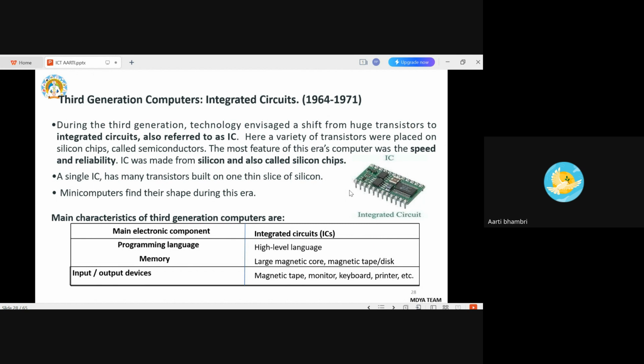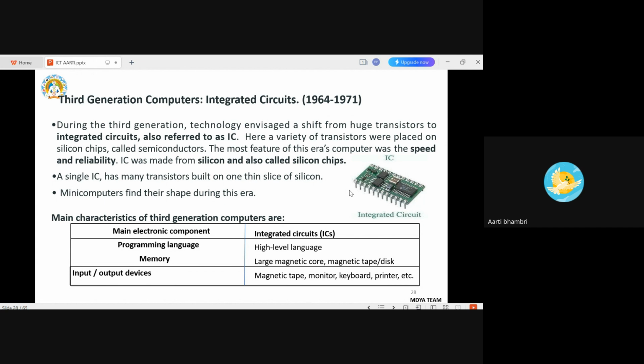Here a variety of transistors were placed on silicon chips. This is a silicon chip, and more than one transistor, a variety of transistors, are placed on the silicon chip, which is called a semiconductor. The main feature of this era's computers was speed and reliability. Yes, speed is improved and reliability is also improved. IC was made from silicon. IC is made up of silicon, and it is also called a silicon chip.